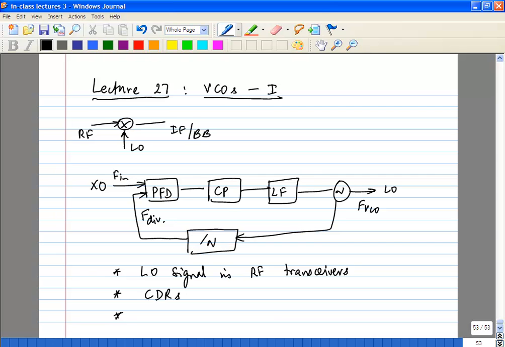So what happens is this, like I said, this whole loop sets these two frequencies and phases to be equal. What this PFD does is it compares your input phases and input frequencies and produces a proportional output. That is converted by the charge pump into a proportional current, and the high frequency component is filtered out, and this produces some DC control voltage, VDC.